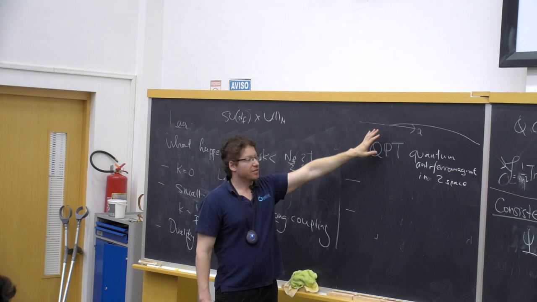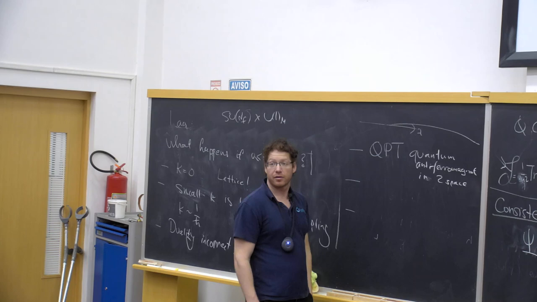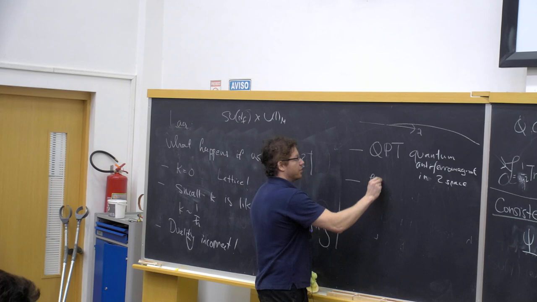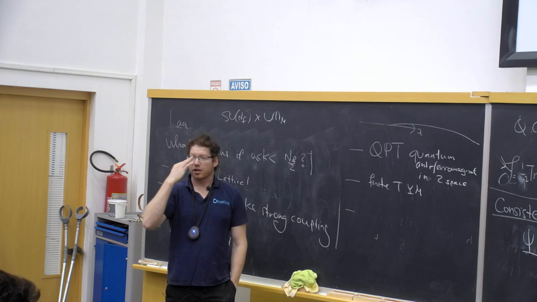So that's one natural way to get it from quantum phase transitions. You can read about it on the internet. The second place where this appears very naturally is at finite temperature Yang-Mills. As you may know, turning on finite temperature in quantum field theory is the same as putting the theory in a circle. Do you know this idea?